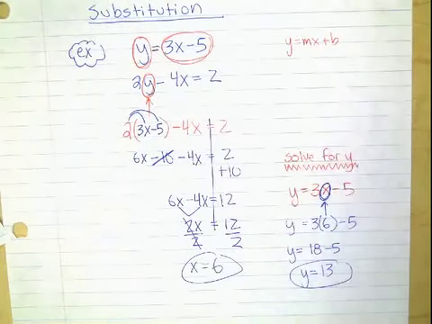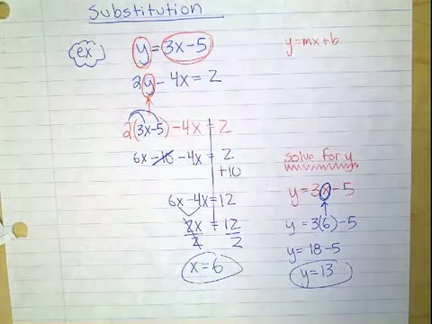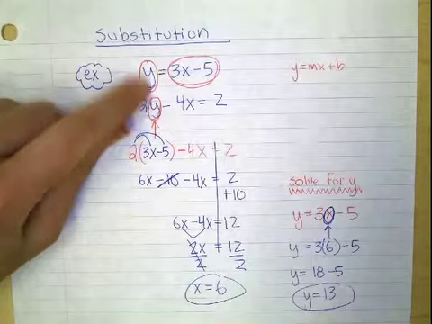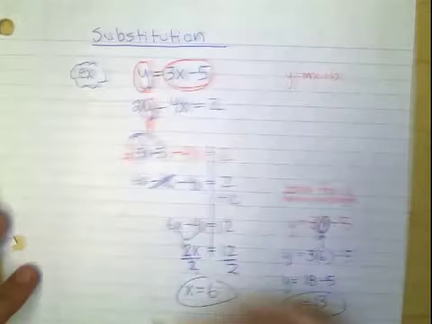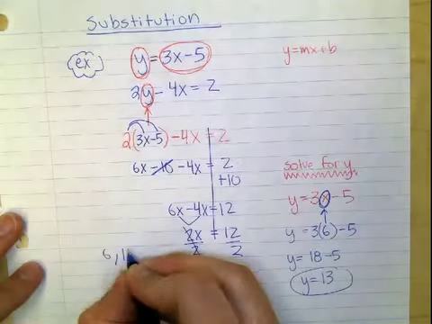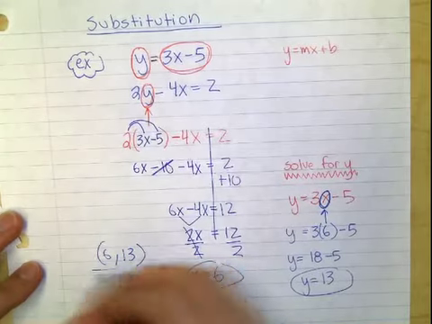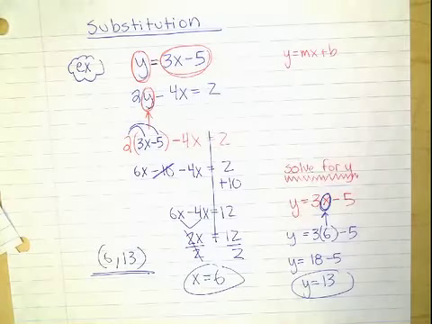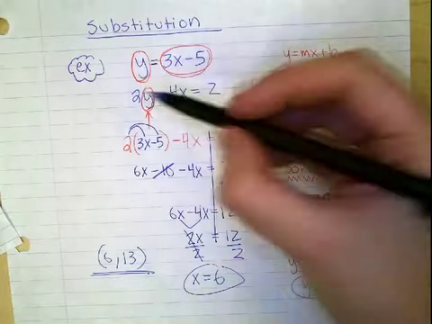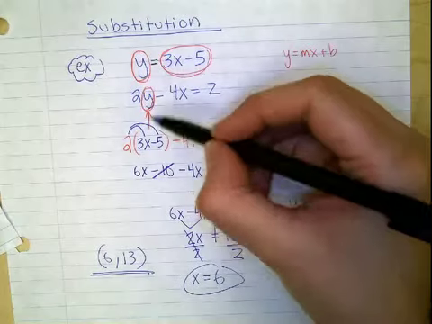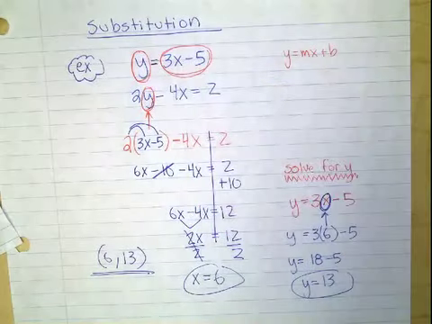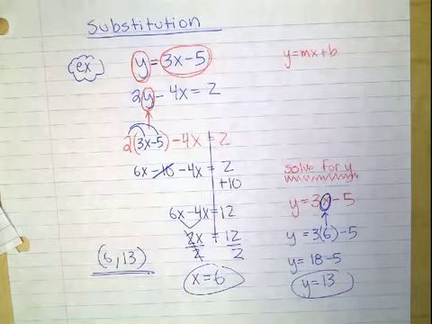Now I've got my two answers. I've solved the system. I've got a 6 and a 13. If somebody said, where do these two lines, these things up here, cross? You'd say at the point (6, 13) on the graph. And that would be your answer. So substitution is all about replacing a variable, and we circle. I sometimes in class say it's the bubble method. You're bubbling things up.